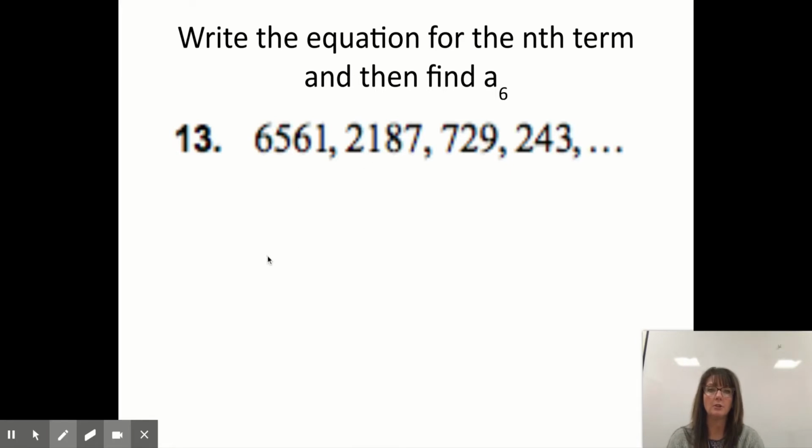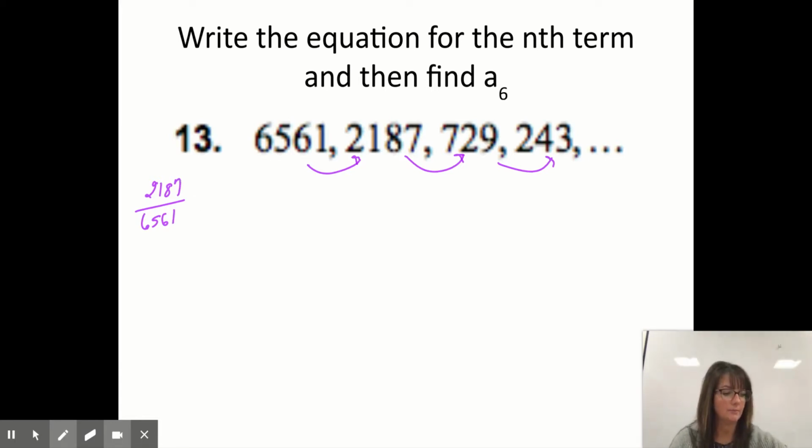Write the equation for the nth term and then find a sub 6. Well, we know this is going down, right? So if we simplify this fraction, we would be able to get the ratio in this case. And I believe, let me get this a little closer. I even have my glasses on and I can't see it. Okay, it looks like it's 1/3. So we definitely want to use the fraction 1/3. So this is times 1/3 times 1/3 times 1/3.